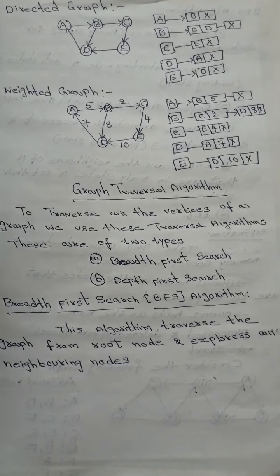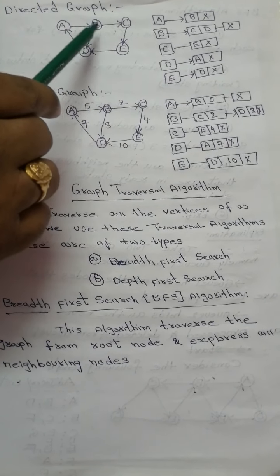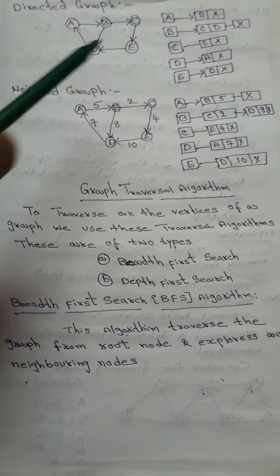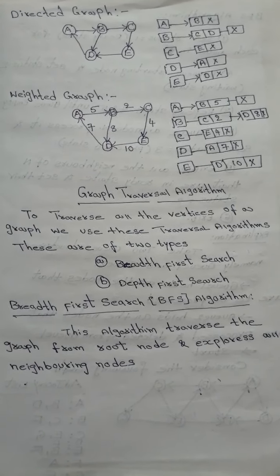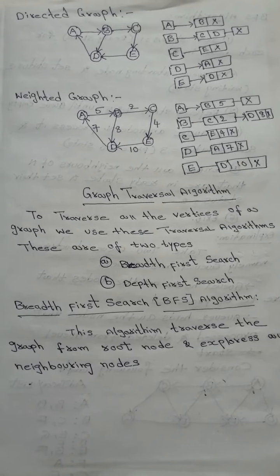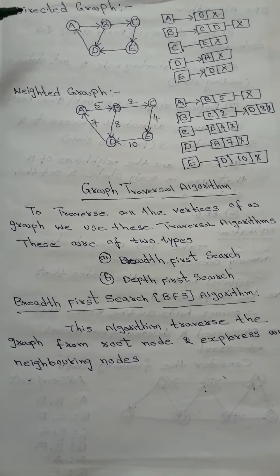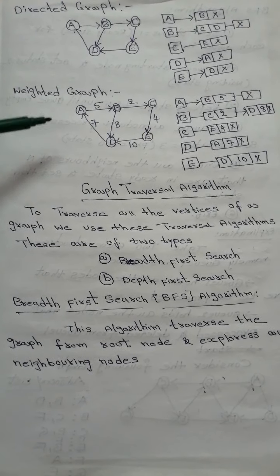There is no other node such that null. Now B having adjacency to C, D, null. So it satisfies the double linked list node structure. So in almost all the cases in graph examples, we will be representing using directed graph and the weighted graph.